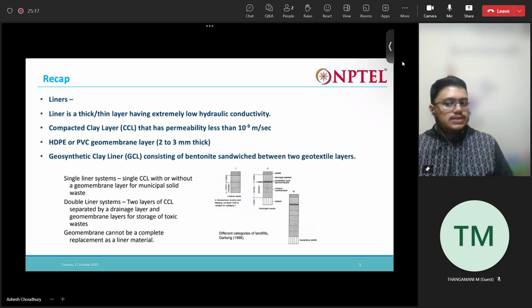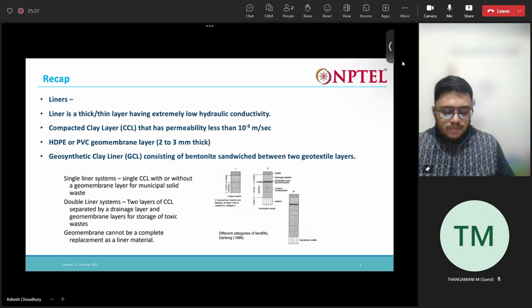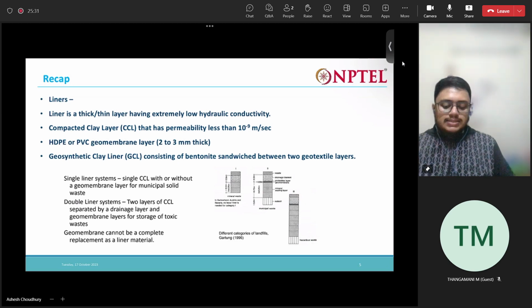And the most common is our HDPE, high density polyethylene, or PVC geomembrane layer. It is a sheet of geomembranes. And then we obviously have GCLs. Okay. So there are many types of liner systems. There are single liner systems, generally used for municipal solid waste. Then there are double liner systems. These are mainly used for toxic waste, hazardous waste, industrial waste.